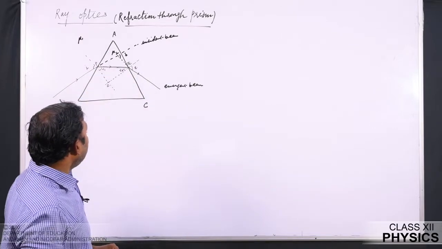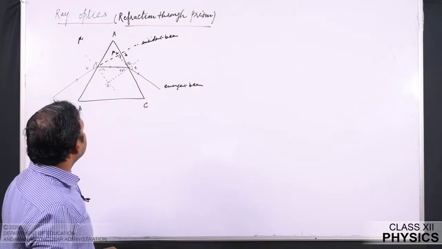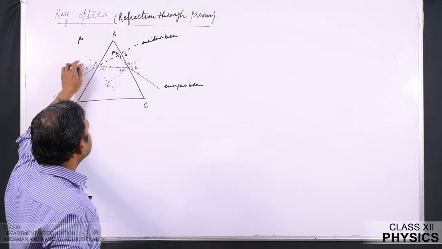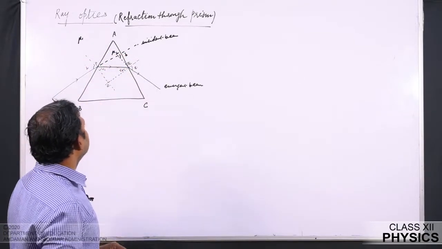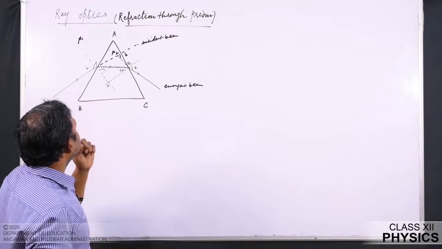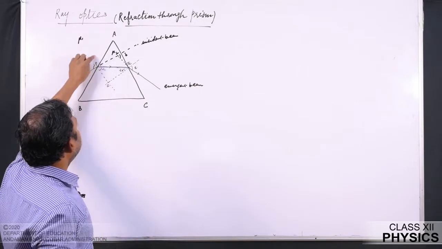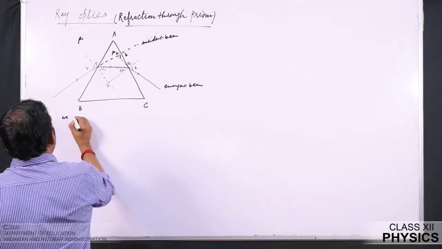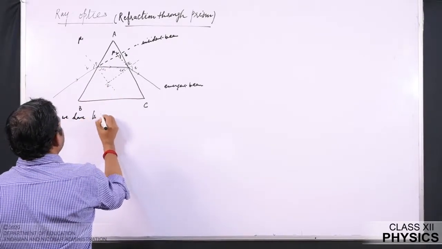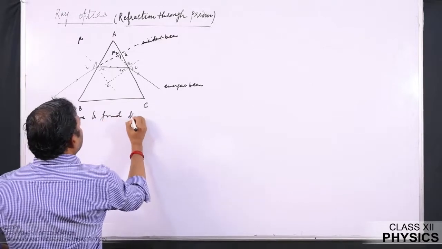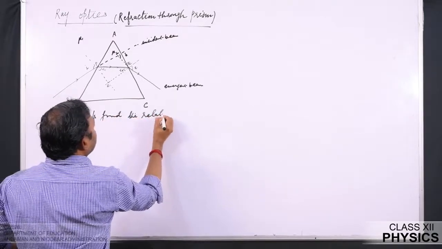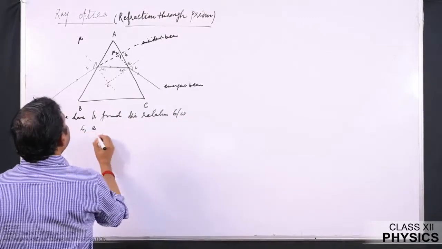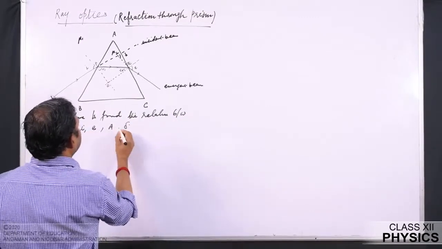Now, we will try to see the relation between the prism angle, deviation angle, angle of incidence and angle of emergence. In this case, let us consider the quadrilateral APDQ. So, we have to find the relation between I, E, A and delta.